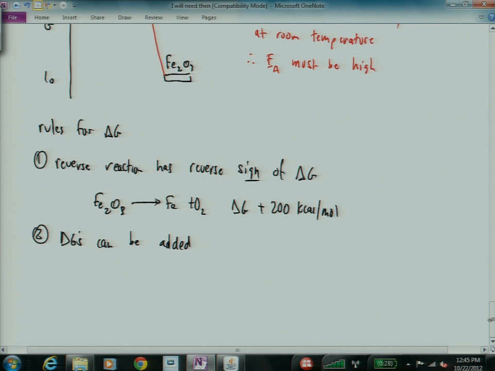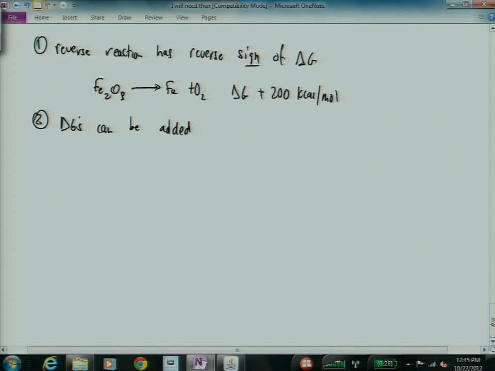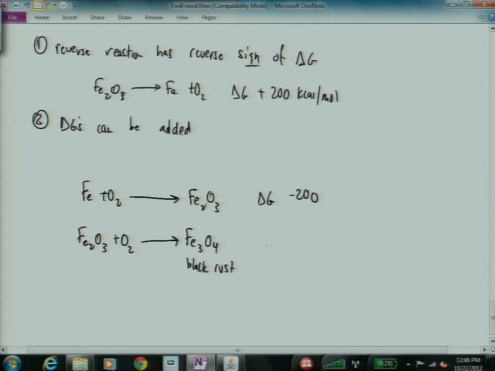So, for example, if you have iron plus oxygen goes to red rust, Fe2O3, that has a delta G of minus 200. It's also true that Fe2O3 plus some more oxygen, you can further oxidize the iron and get Fe3O4, which is black rust. And the delta G for that is about minus 70.